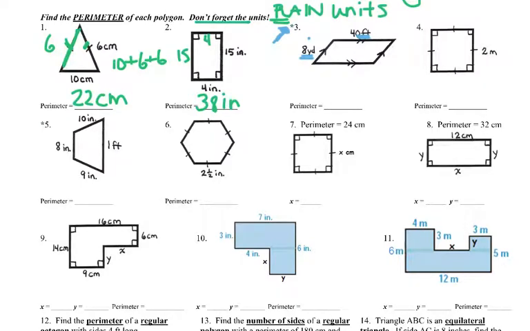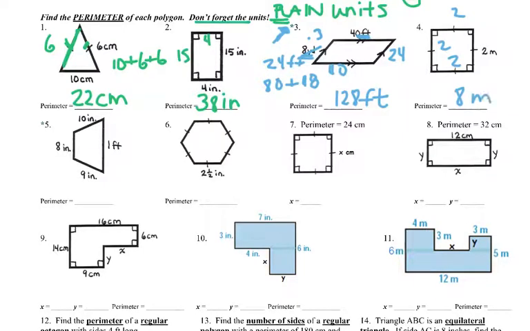So 8 times 3, right, there's 3 feet in a yard. This is the same as 24 feet. So the numbers I'm going to add up are 40 plus 40, which is 80, plus 24 plus 24, which is 48, or 128 feet. Your units have to be the same. Nice thing with number 4 is regular polygon, square, 2 plus 2 plus 2 plus 2 is 8.